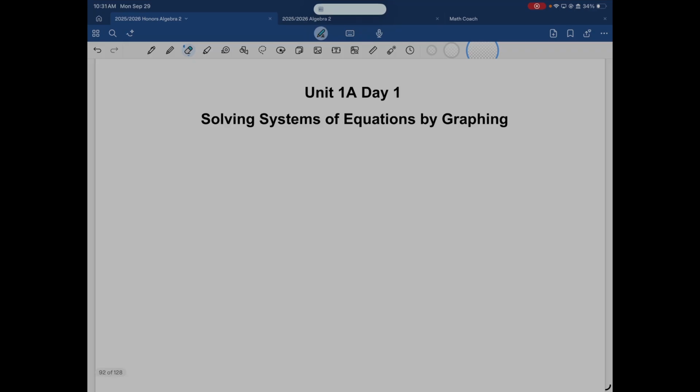When you're doing the graphing, that's why you get the graph paper today. You're going to have to make sure that the lines are nice and straight and those types of things when you're graphing those different equations.